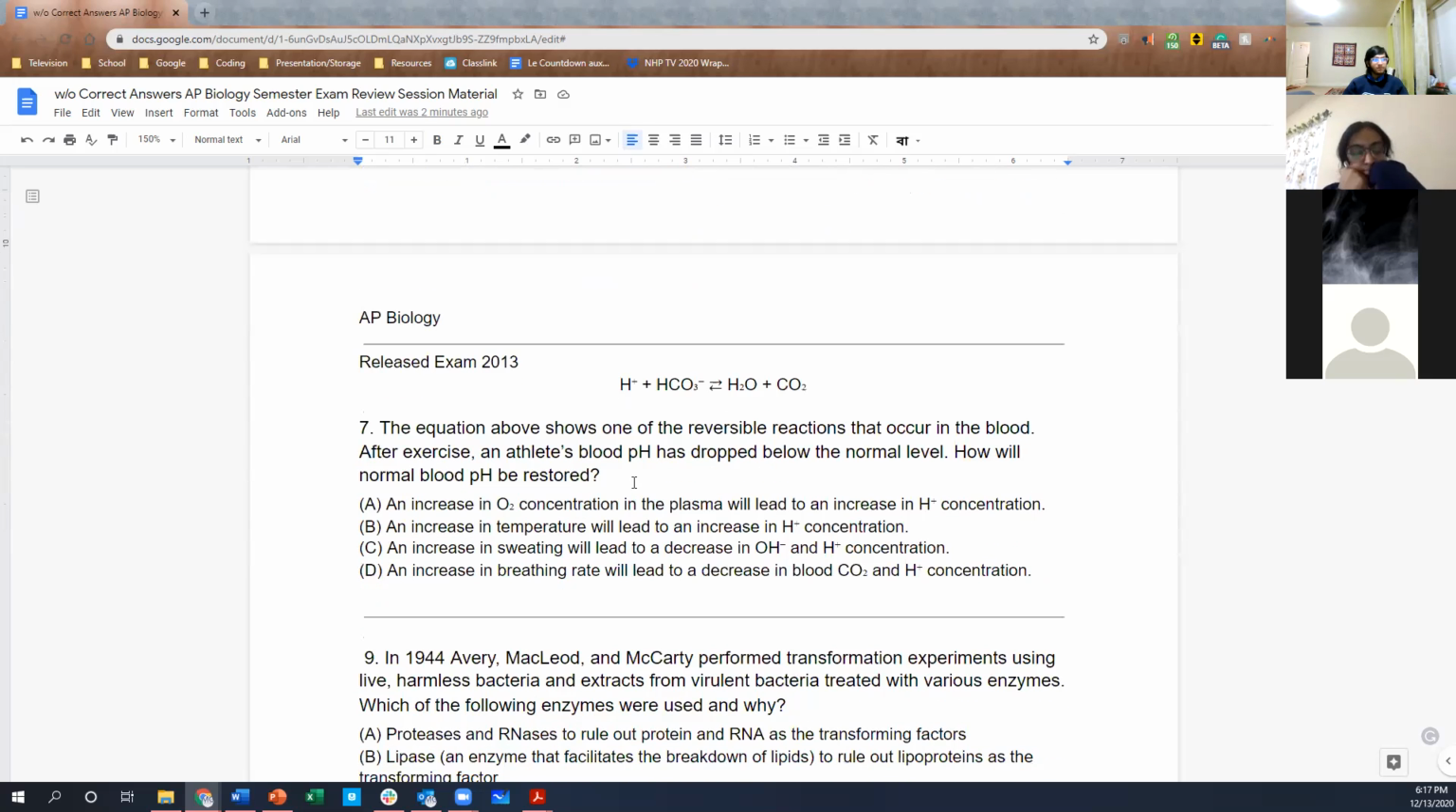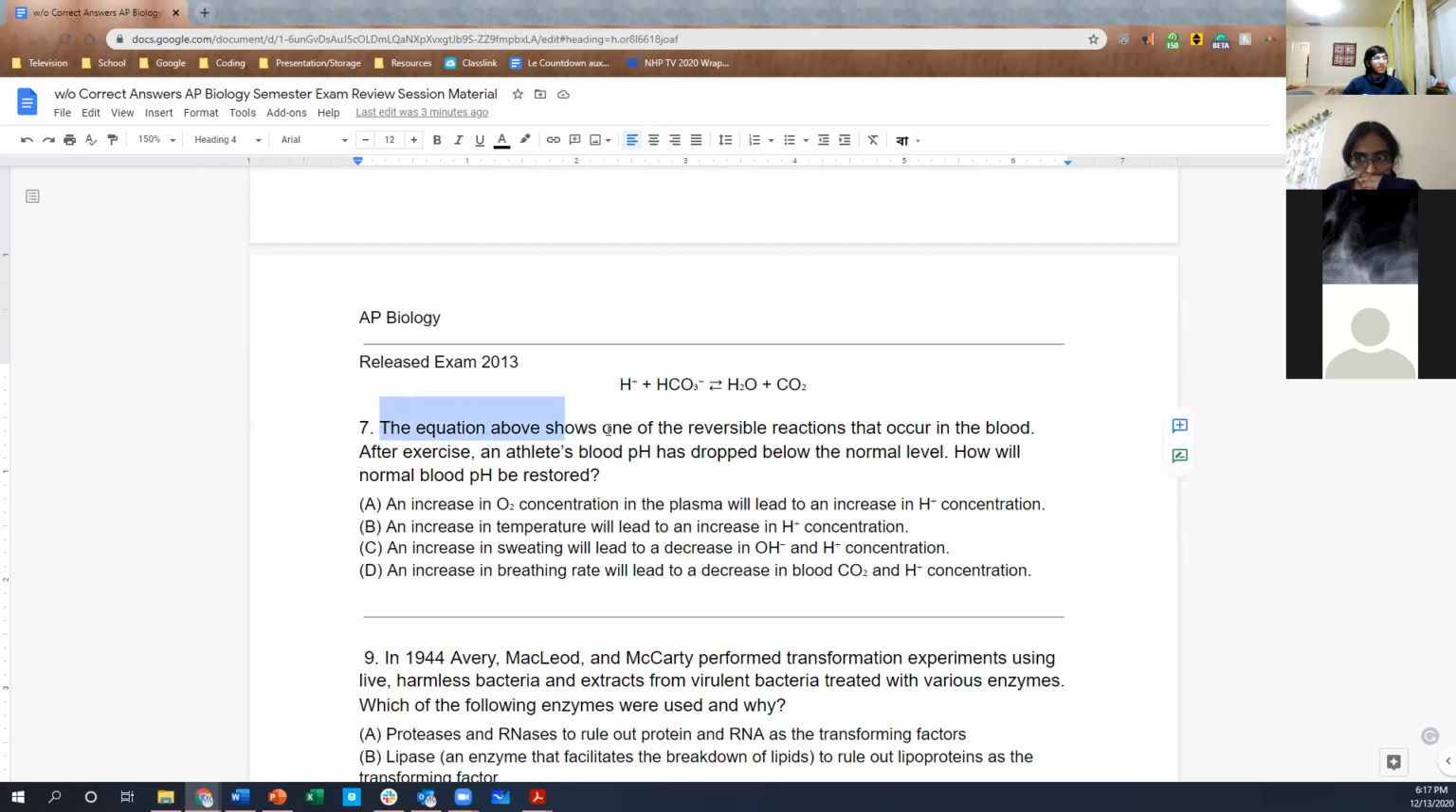Next one. The equation above shows one of the reversible reactions that occur in the blood. Okay. So this is saying a proton or hydrogen ion plus hydrogen. This looks like it's carbonic acid, but it could be hydrogen carbonate. Wait, actually no. This is hydrogen carbonate. I think it's an ion. Okay, and that produces water and carbon dioxide. And this looks like it's an acid, honestly.